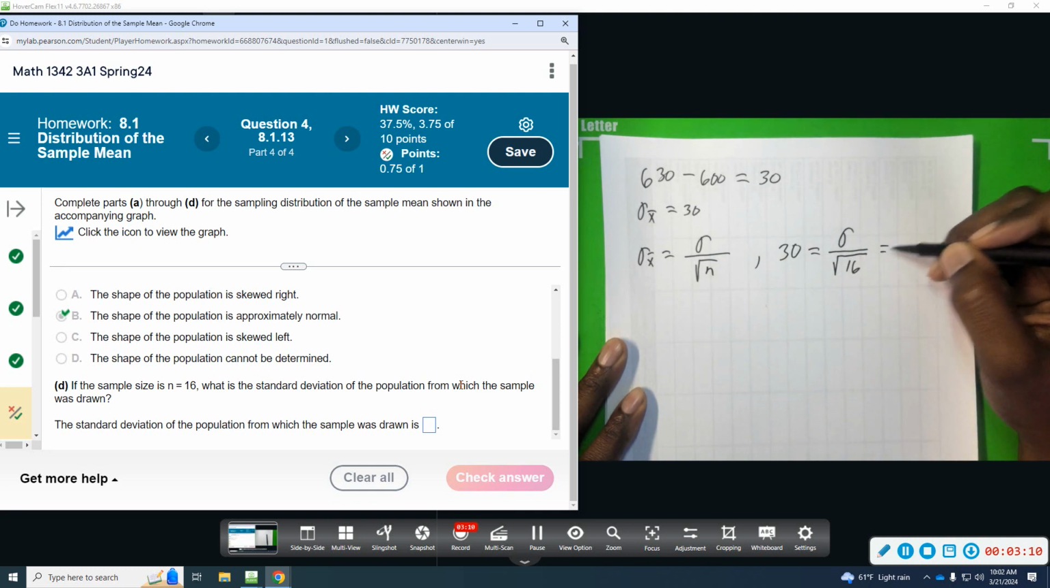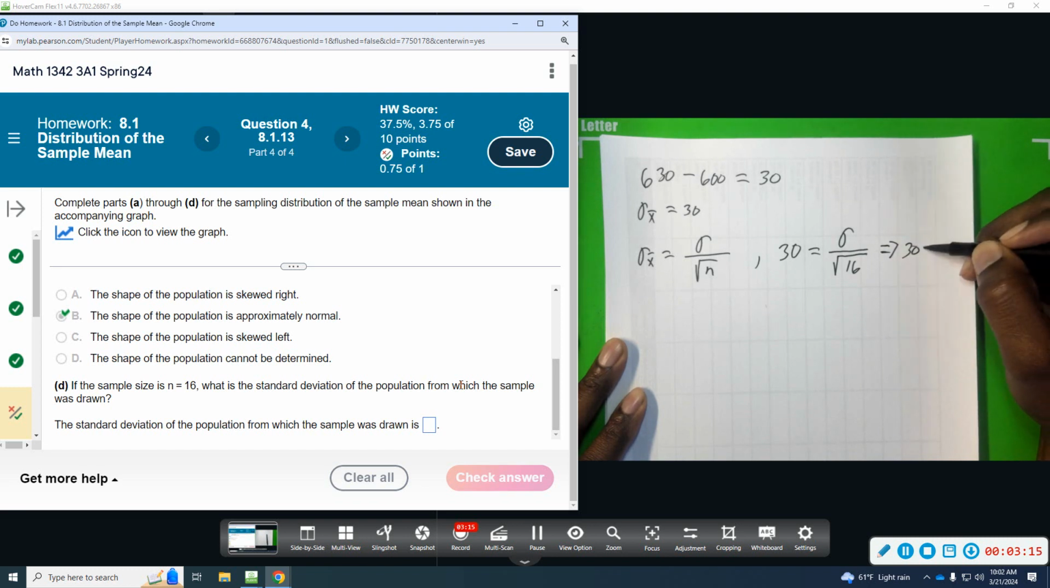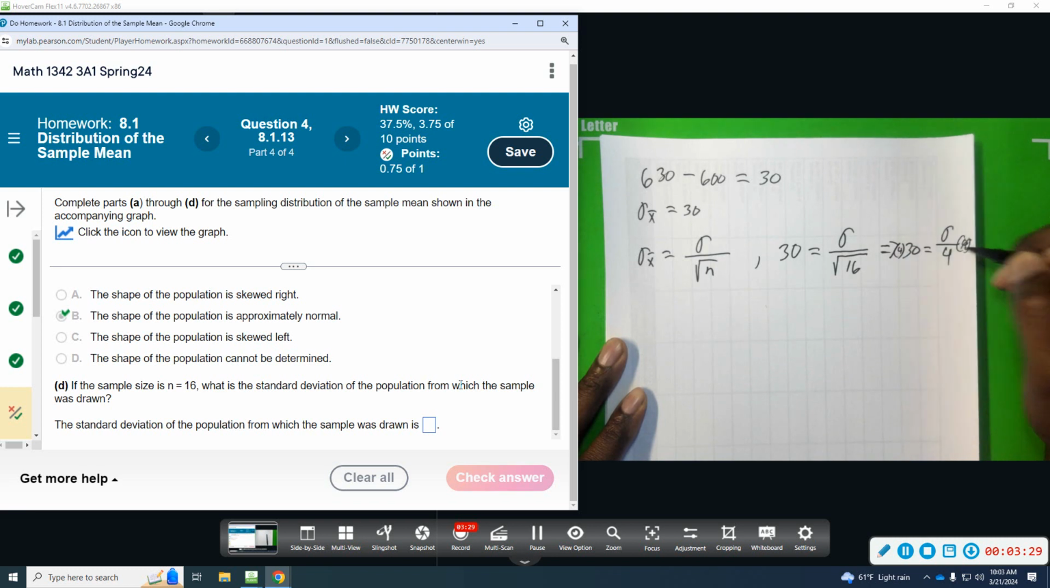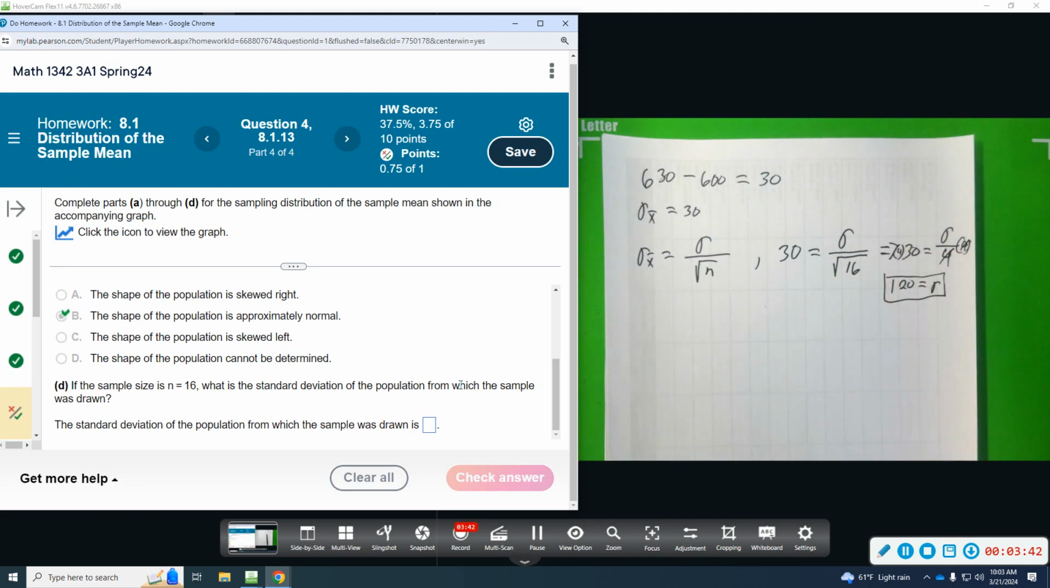So we're going to do a little algebra. This is 30 equal to sigma divided by the square root of 16, which is 4. So to figure out sigma, to get it by itself, I have to get rid of division by 4. So we're going to multiply by 4 on both sides. Multiplication by 4 and division by 4 will cancel out. And 4 times 30 will give us 120 is equal to sigma. So the population standard deviation based on this example would be equal to 120.